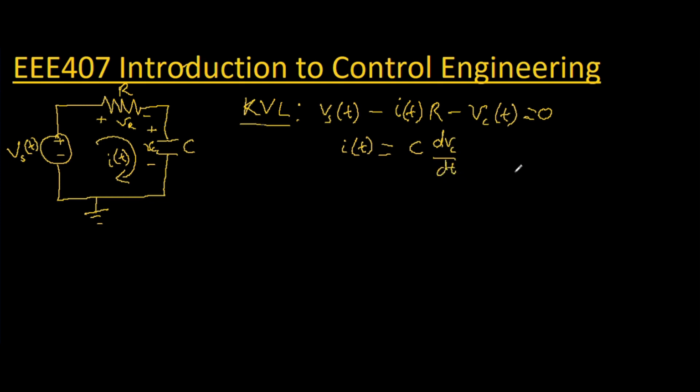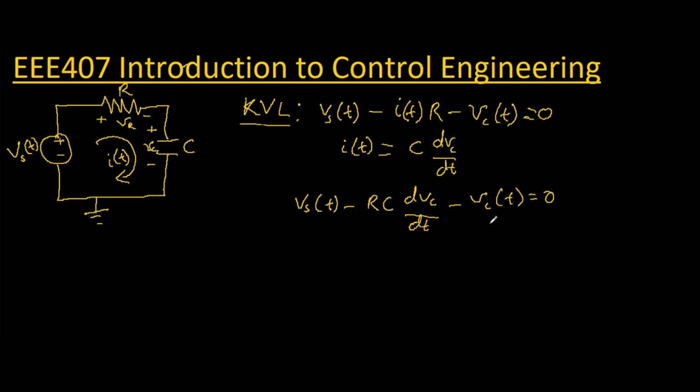So let's slot this into this expression so that now we just have two parameters. You have Vs of t minus RC multiplied by dVc/dt minus Vc of t is equal to 0. And this is a mathematical model. This is a differential equation model of this circuit.